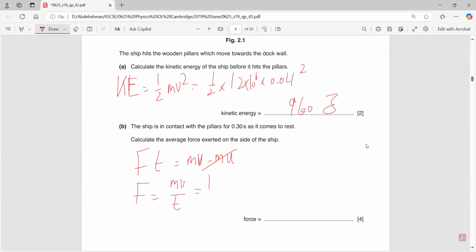So the mass, which is 1.2 times 10 to the power of 6, times the velocity, which was 0.04, over the time, which is 0.3. This would give you a force of around 1.6 times 10 to the power of 5 newtons. Okay?